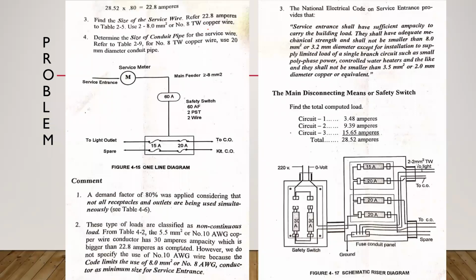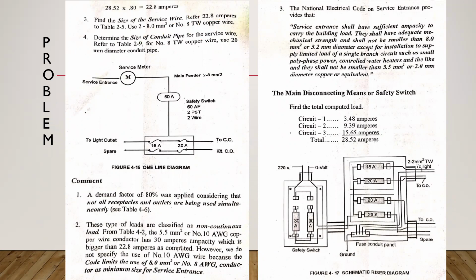So, here, yung ating size ng ating wire from the total computed load na 22.8, we'll use, di ba nakita natin doon, number 10 copper wire. Pero we will use 8.0 mm or number 8 copper wire. We will read the comment ng NEC later.